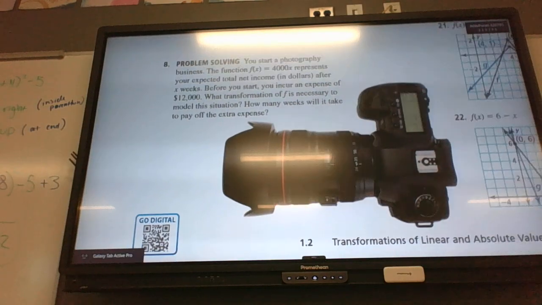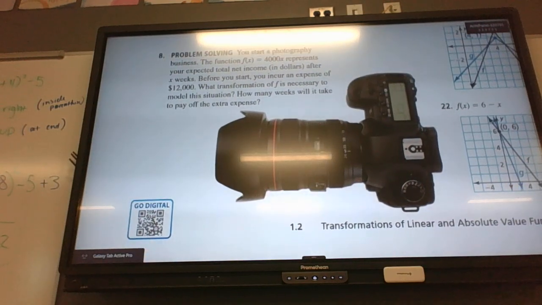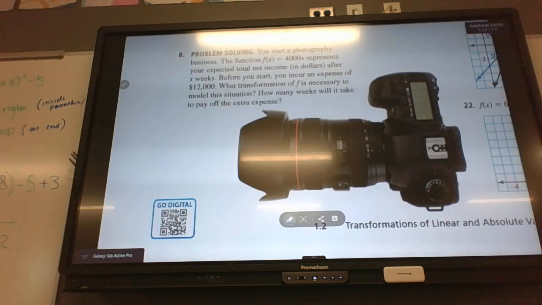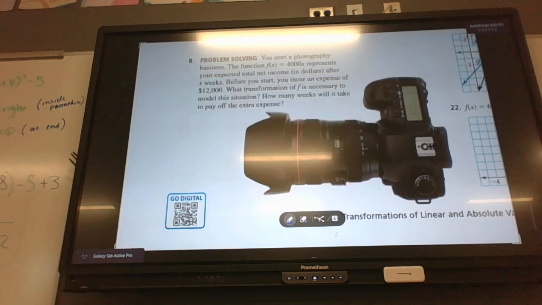All right, this word problem might be the most important problem in the assignment, even though it's just linear, as far as comprehension goes. So I'm going to take a minute to talk about it. All right, you start a photography business. The function f of x equals 4,000x represents your total net income in dollars after x weeks. Because how much money did you make after 1 week? $4,000. How much money did you make in 2 weeks? $8,000. How much money did you make in 3 weeks? $12,000. What kind of photographer makes $4,000 a week?